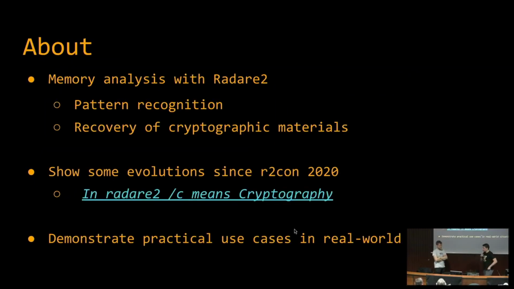So this talk will be about how we use r2con for memory analysis. It has some nice features such as pattern recognition and also some nice things to recover cryptographic materials. It's also about showing you some evolution from the previous talk that Sylvain did back in 2020 about cryptography. And it will be the occasion to show you some practical use cases where I use r2con to recover some secrets in real target scenarios, let's say.